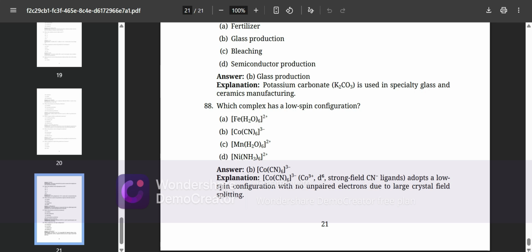Which complex has a low spin configuration? [Co(CN)6]3-. Co3+ is d6, and strong field CN- ligands adopt a low spin configuration with no unpaired electrons due to large crystal field splitting.